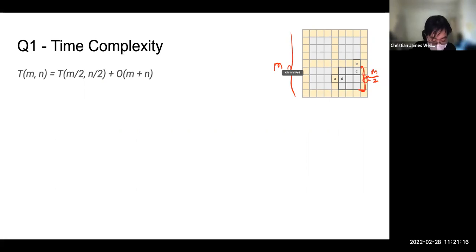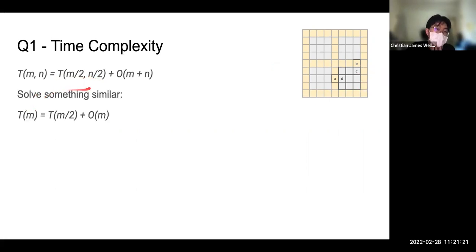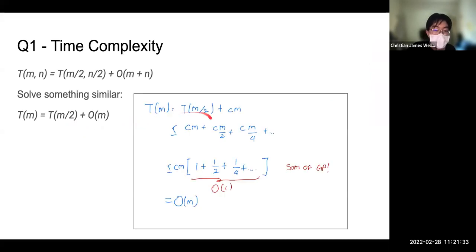And a similar argument for n over 2. Okay, so this is a two-dimensional recurrence. We haven't really learned how to properly solve it in lecture, but it's not that difficult to extend. So let's try to solve something similar: T(m) equals T(m/2) plus O(m).